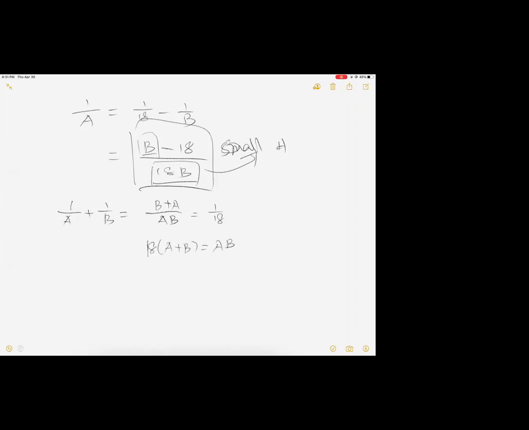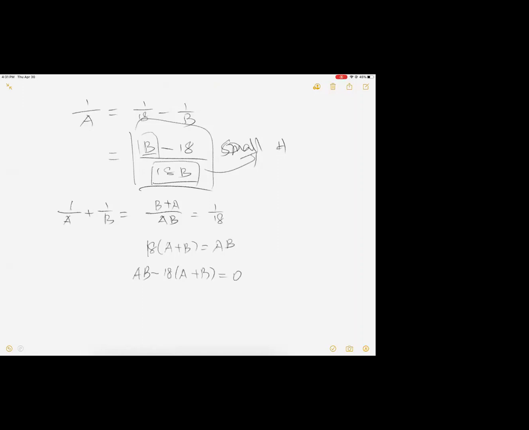So, and then 18 times (A plus B) equals 100 AB, and then AB minus 18 times (A plus B) equals 0. Say it again. 18 times what? AB minus 18 times (A plus B) equal to 0. Okay.